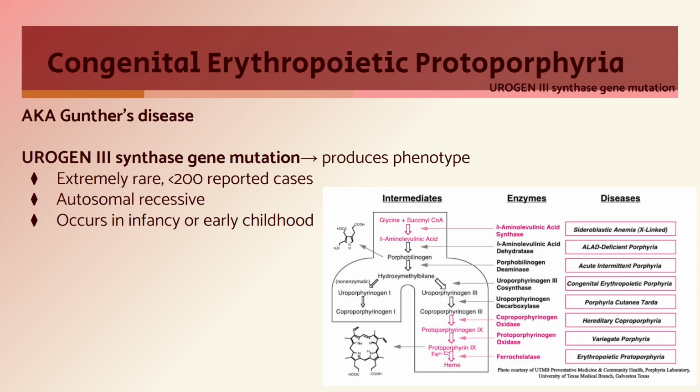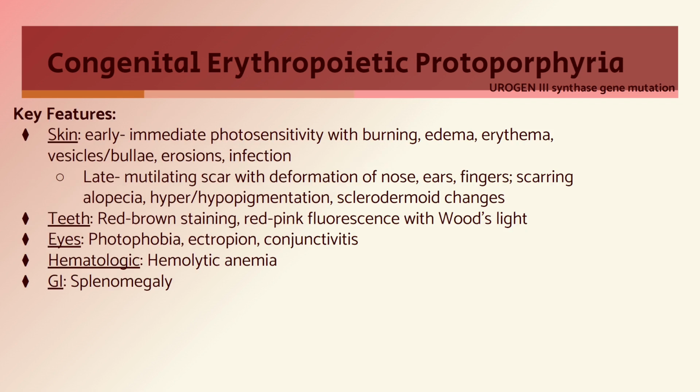So if you look over on your right, you're going to see, where is it at? There it is, uroporphyrinogen III cosynthetase. It is extremely rare. It is autosomal recessive, which leads to its rarity as well. And this happens early in life. These other ones were happening in the 20s, 30s largely.